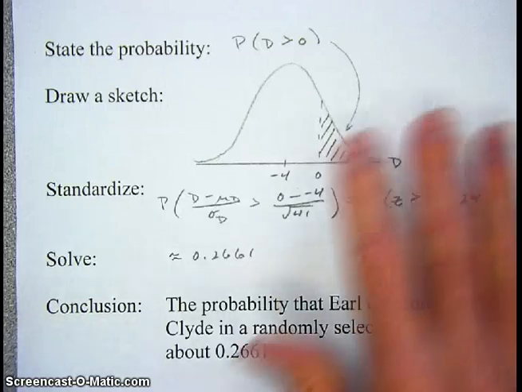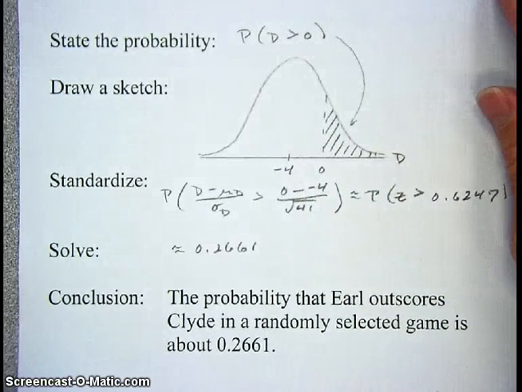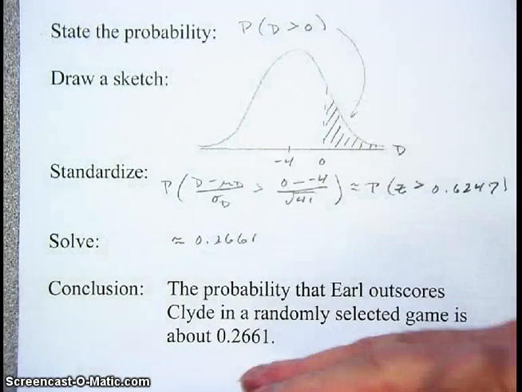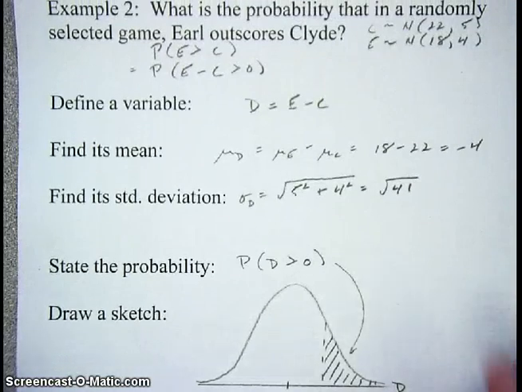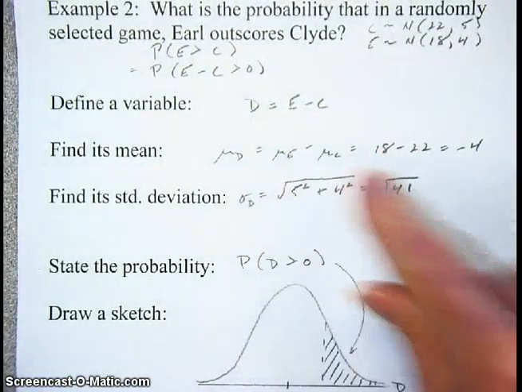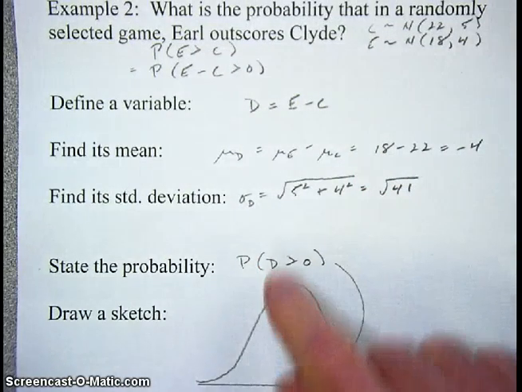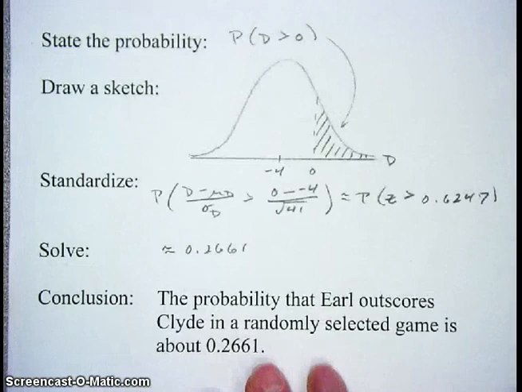And there you go. So most of this stuff is old. Like everything from about here on down is stuff that you've done before many times. The new stuff is up here, where you have to define a new variable, find its mean and standard deviation, and then the rest is what you already know.